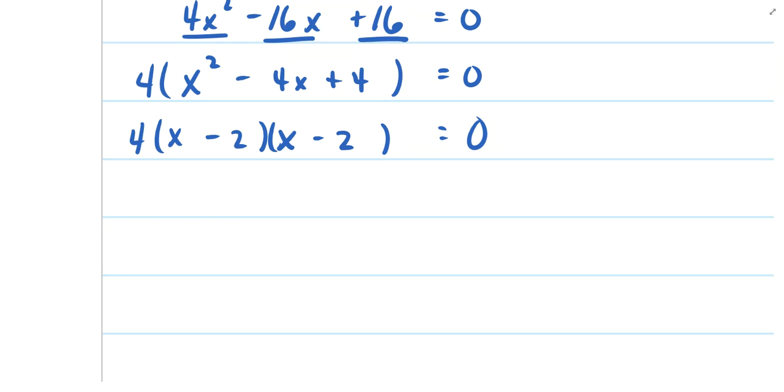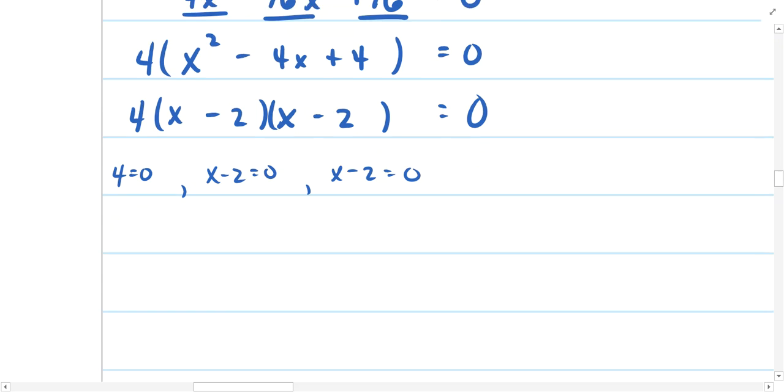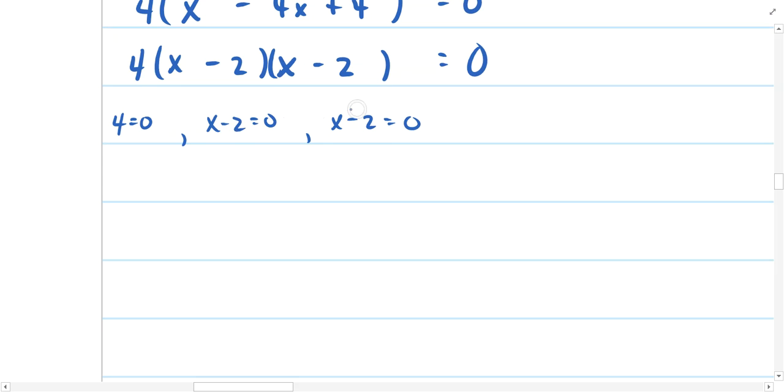So when does this equation equal 0? Well, that happens when 4 is equal to 0, when x minus 2 equals 0, and when x minus 2 is equal to 0. Now this is kind of interesting because we have two duplicates here. X minus 2 equals 0. Well, that happens at 2. And again, at 2, that answer occurred twice, so we don't need to report it both times. We'll just report it once as a final answer.